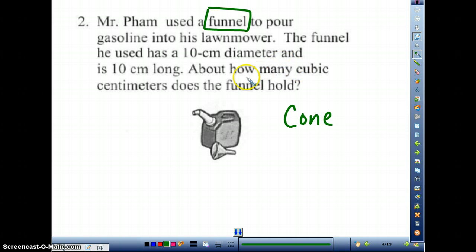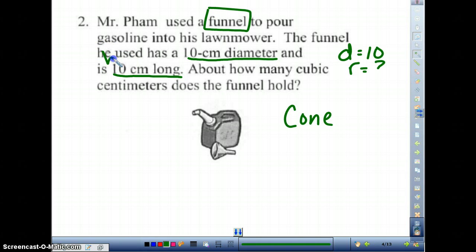Okay, they say that Mr. Pham used a funnel to pour gasoline into a lawnmower. The funnel he used has a diameter of this. If D equals 10, what does your radius equal? And it's this many centimeters long. That's going to be the height of your funnel. It says how many cubic centimeters does the funnel hold? If you see the word hold, fill, fill up, or cubic units of any kind, they're asking you for volume.